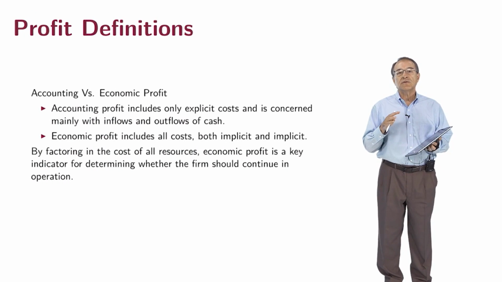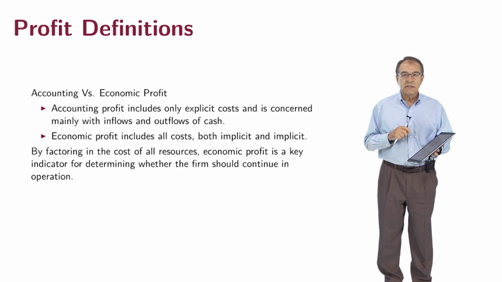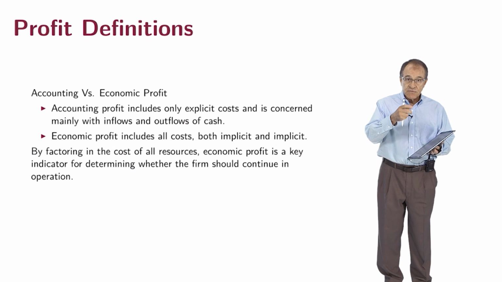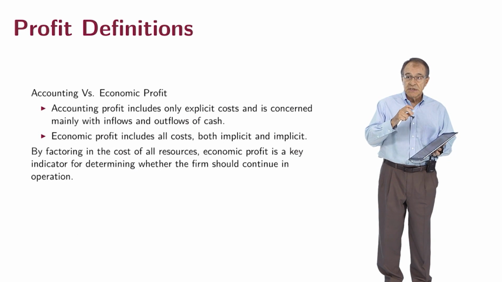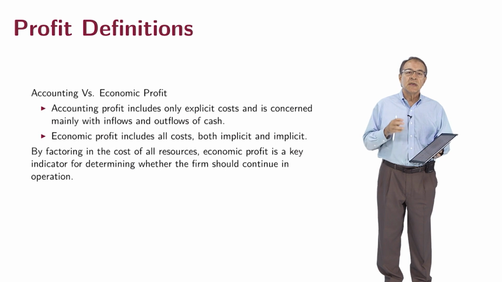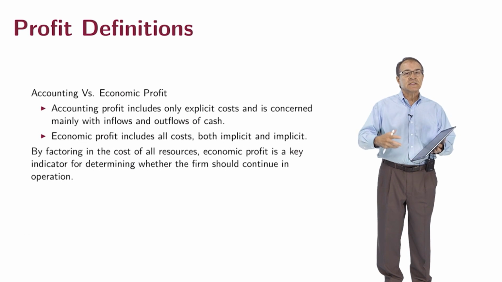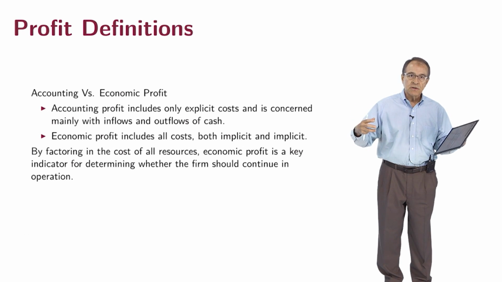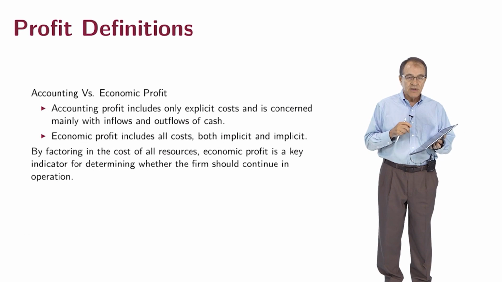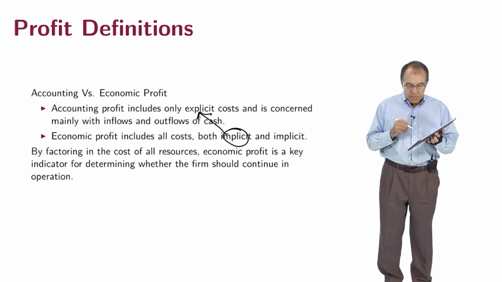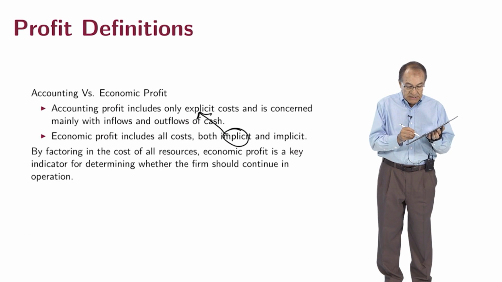Economists also have two different definitions of profits. The first definition, known as accounting profit, only includes explicit costs, those for which there are cash payments and receipts, and it's concerned mainly with the inflows and outflows of cash. The second type of profit is economic profit, and it's much more inclusive. It includes explicit costs, but it also includes implicit costs.